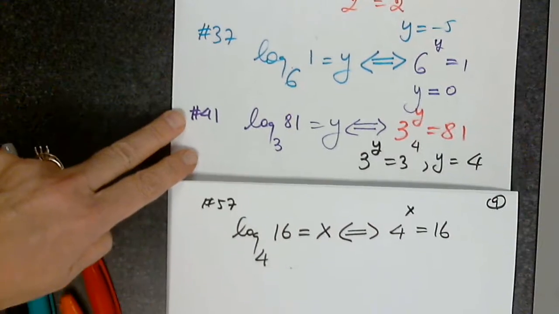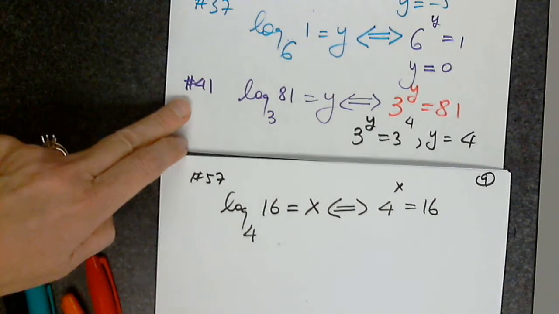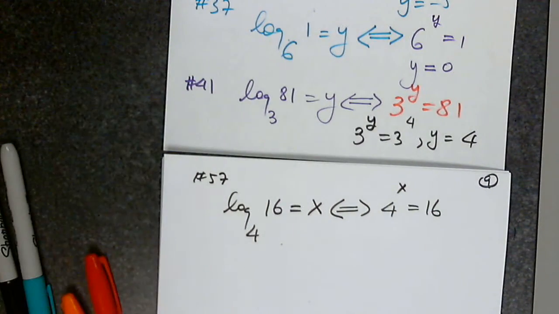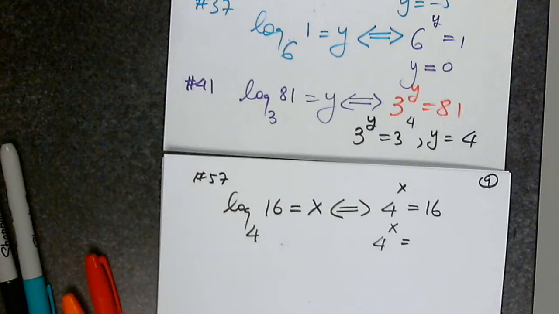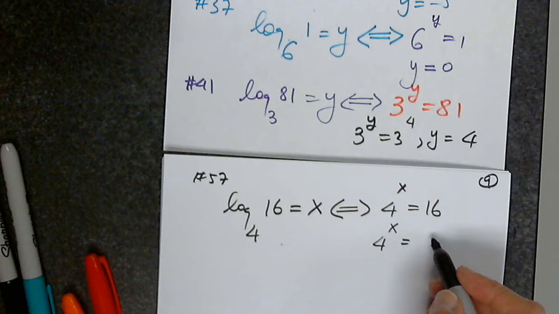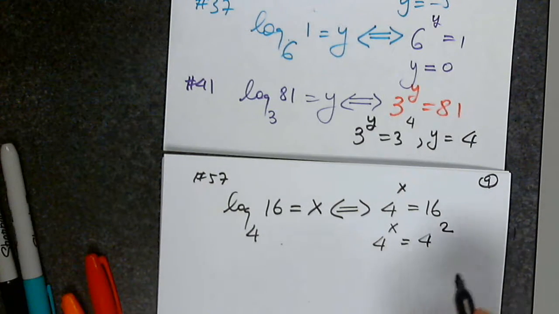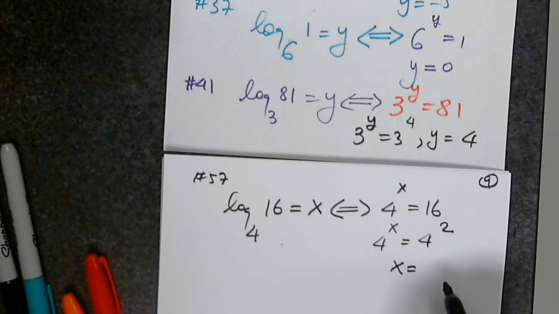Awesome. Now you could, I highly recommend prime numbers, but in this case you could keep 4 to the x because the right-hand side is that. Therefore, x must be 2.